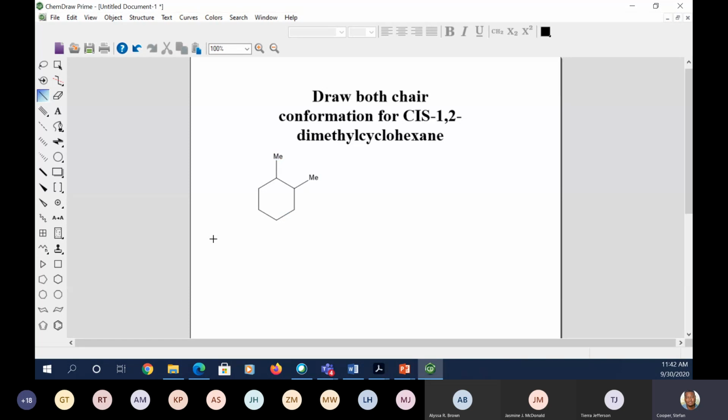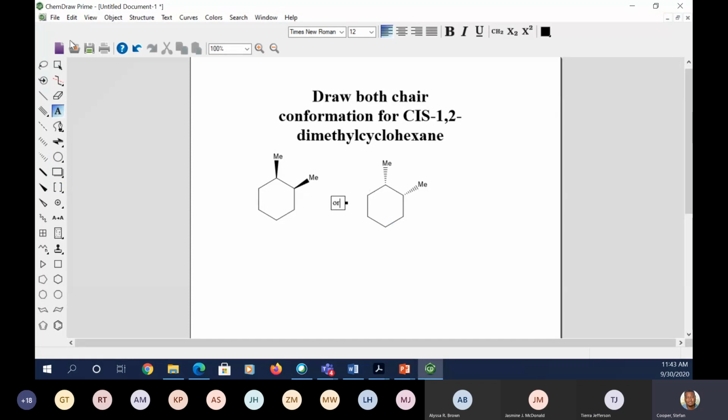To make this cis, they need to have what orientation on the ring? They need to be on the same side or on the opposite side? The same side, right? So we talked about that a wedge can mean the front or the top, right? So I can either write 2 wedges or I can do 2 what? What was the other one? 2 dashes, right? Yes, that's right, 2 dashes.